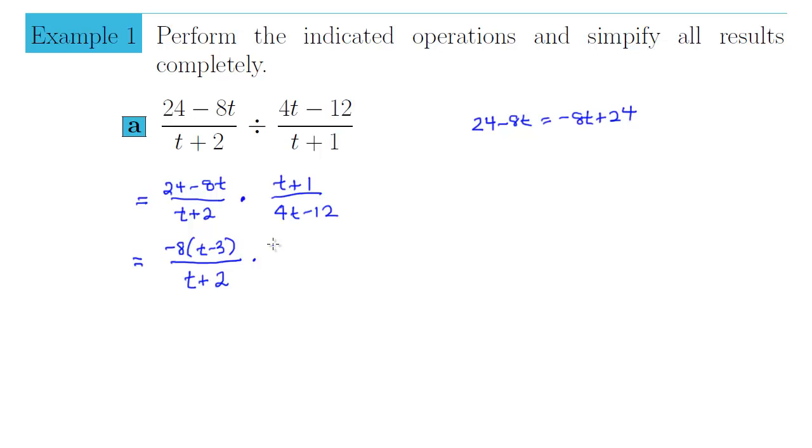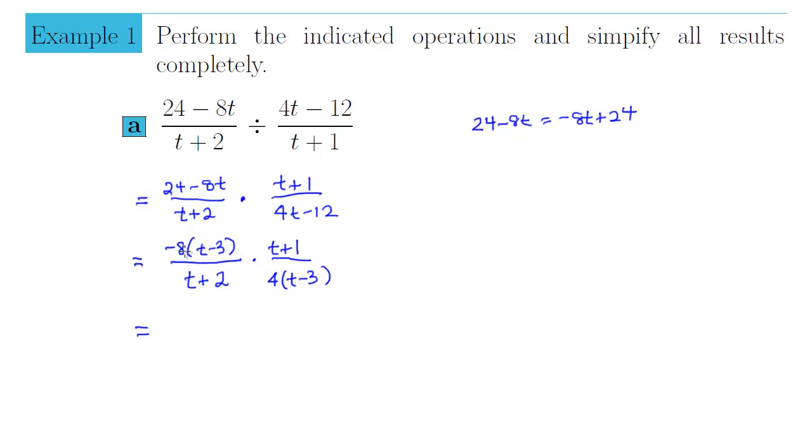Now we have the numerator in the second rational expression, t plus 1, but that's already factored as far as it can go. And now we have the denominator, 4t minus 12. We want to take out the greatest common factor here as well. That number is 4. That leaves us with t minus 3. 4 times t is 4t. 4 times negative 3 is negative 12. Perfect. So we've made sure everything's factored out. Now we can cancel things that are common.